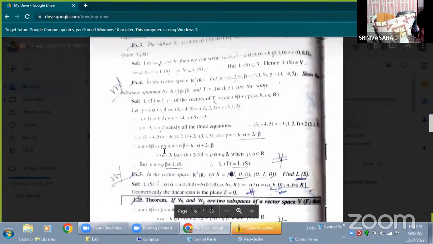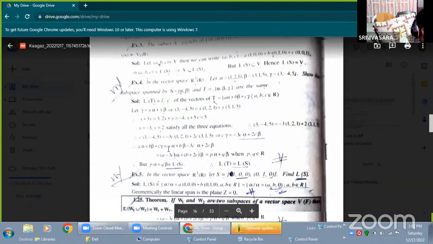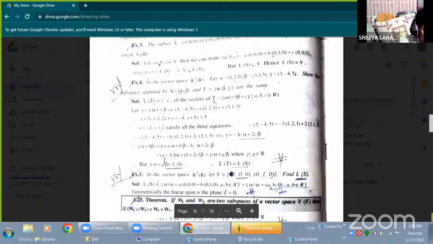Now what is the linear combination A alpha plus B beta plus C gamma? Substituting the C gamma value in the linear combination, that is (A minus 3C) of alpha plus (B plus 2C) of beta. So finally we are getting the linear combination in terms of alpha and beta.